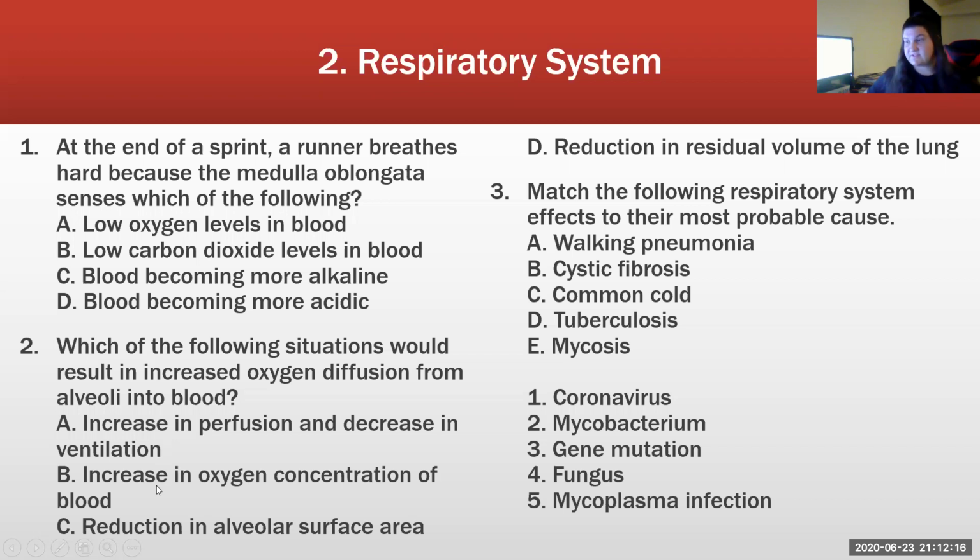Increased oxygen levels will decrease the gradient between the atmosphere and blood, which is less optimal. So reducing alveolar surface area will reduce diffusion and is not efficient. D is the correct answer, reduction in residual volume of the lung, because it will cause a higher respiratory volume and an oxygen gradient.